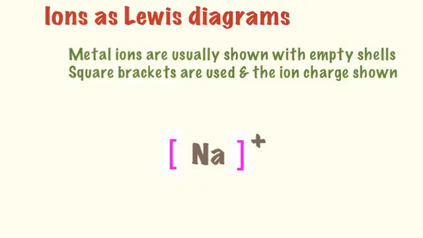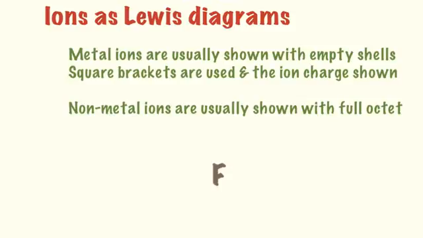Not that hard. Obviously, if we're doing a non-metal, then we would have a full set of, in most cases, 8 electrons around it, and the charge outside the brackets as well. So it'd be a negative charge, and the charge would correspond to how many electrons I have added. So let's see if it works for the fluoride ion.